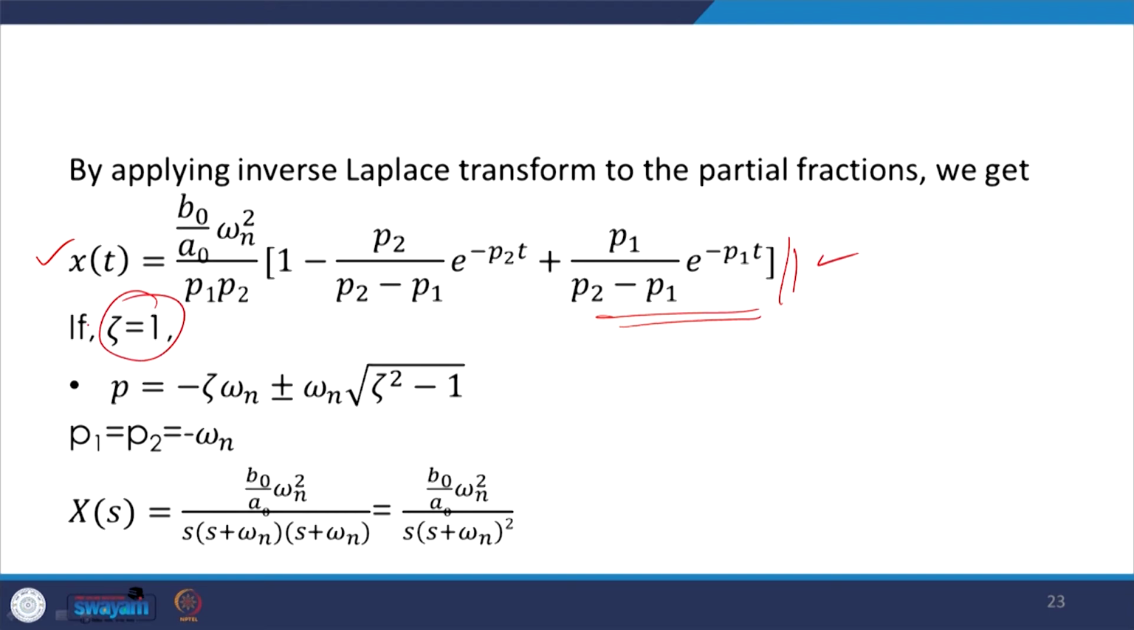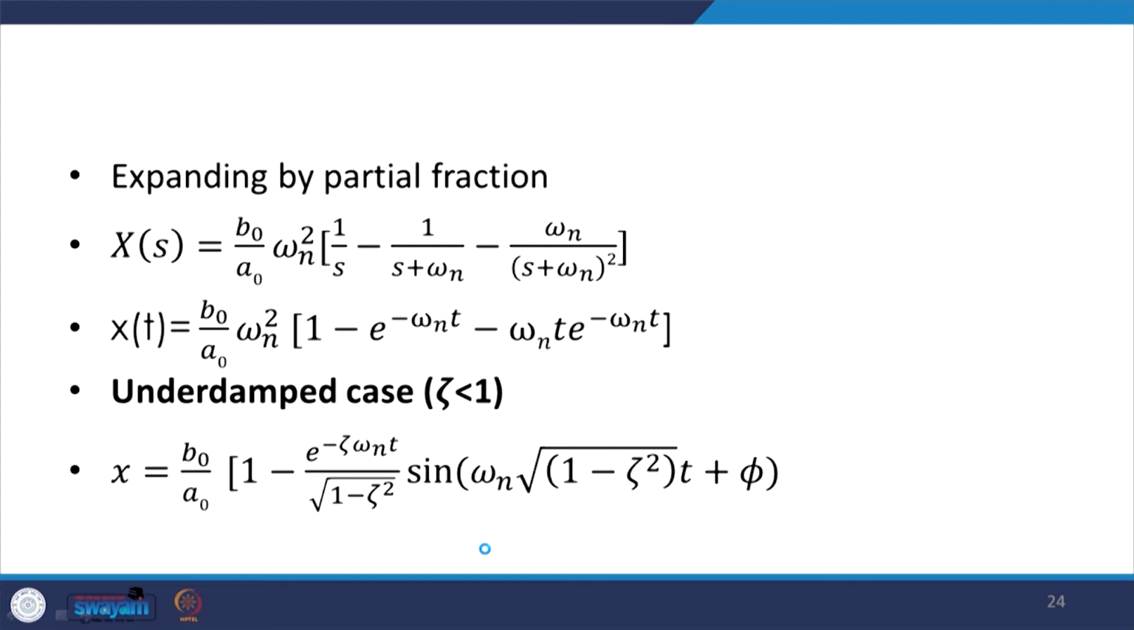Similarly, if I have zeta equal to 1, then this is what my expression is going to be. These are my roots, both are going to be equal. So, this is my response in S domain, and again by partial fractions I can convert it into the time domain. This is how we get the response of the system in the time domain using the Laplace transform. Similarly, if it is an underdamped case, then this is the response which I am going to get.